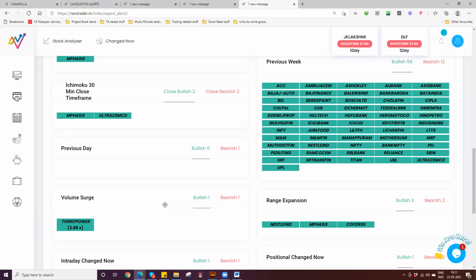Now, one very important point that I don't know how many of you have realized, but if you have not, the vital point that I want to make here is that we have looked at Camarilla pivots, we have looked at Ichimoku, we have looked at oscillators, we have looked at candlesticks and all of this stuff, right? We have not looked at a single chart.